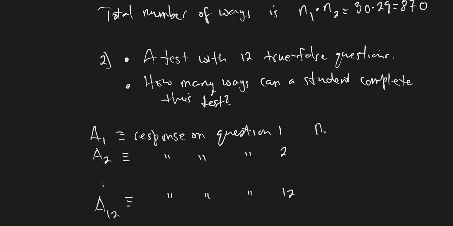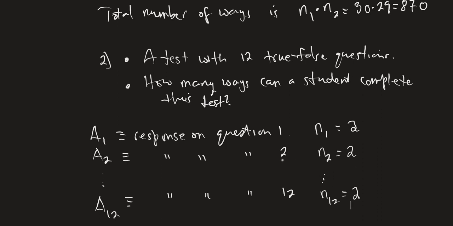So then how many possible responses are there for question 1, question 2, ... question 12? Well, because the test is true-false, there are only 2 possible responses for each question, right? It's either true or false on question 1, true or false on question 2, ... true or false on question 12.